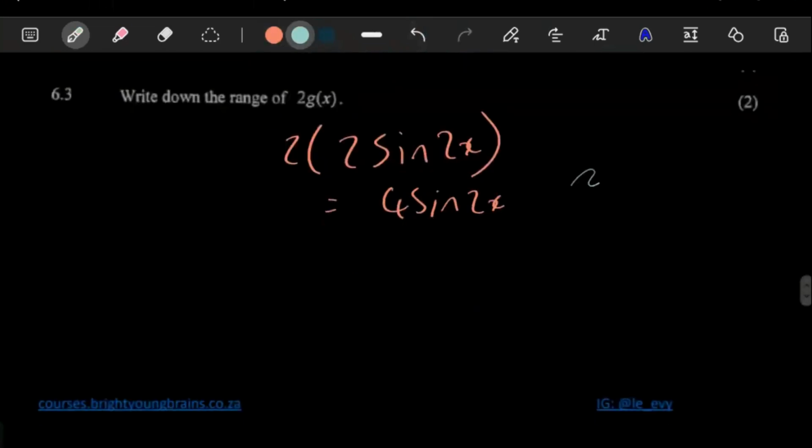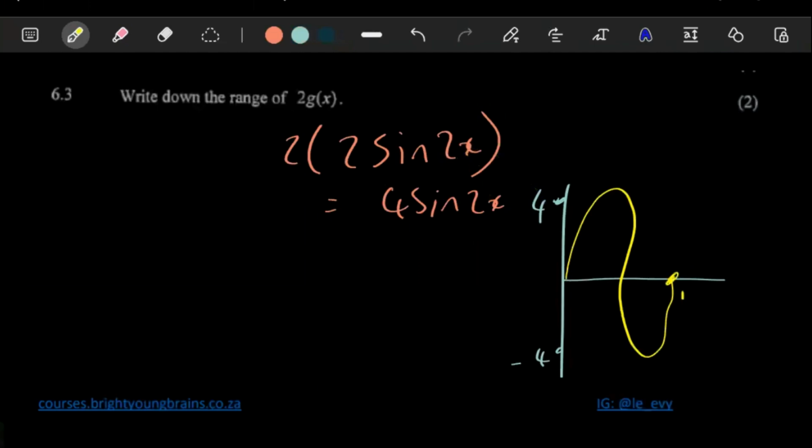So this graph is going to go as high as 4 and as low as negative 4. This is a positive sine graph. The frequency is 2. So it's going to look something like this, ending off at 180 degrees. But all this being said, the range is going to be your y values are bigger or equal to -4 and smaller or equal to 4. Write a bit better, bro. -4, and then here, +4. You see? There we go.